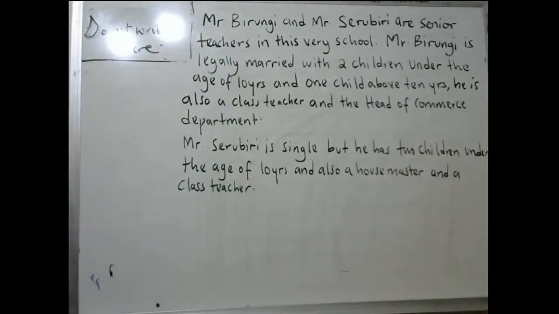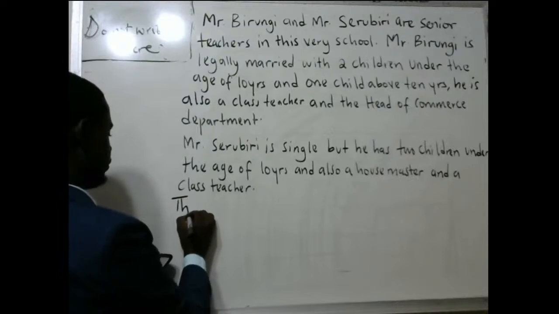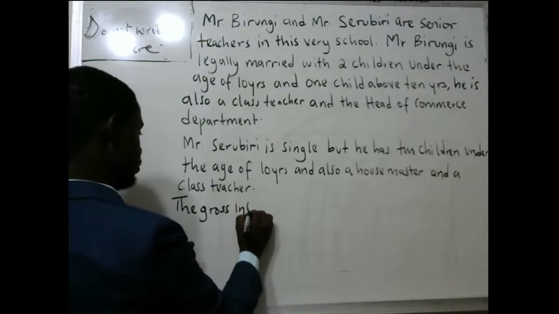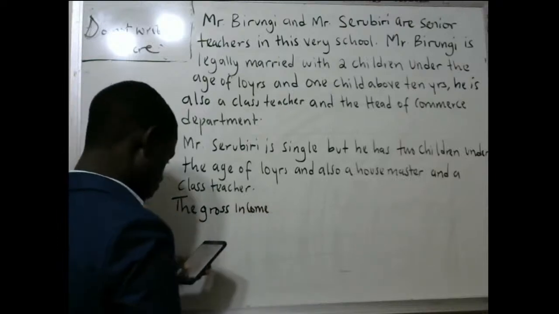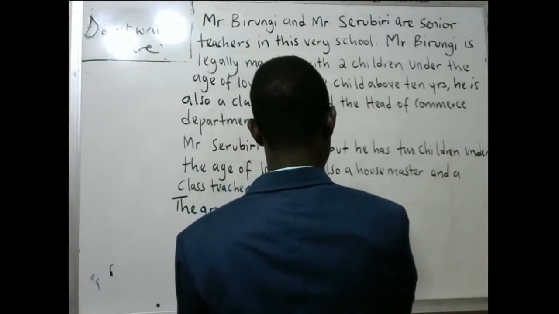So this is the question that we're looking at. They are telling us that Mr. Serubiri is single, but he has two children under the age of 10 years and also a housemaster and a class teacher. So that is what Mr. Serubiri holds. So they are telling us that the gross income at the end of the month.